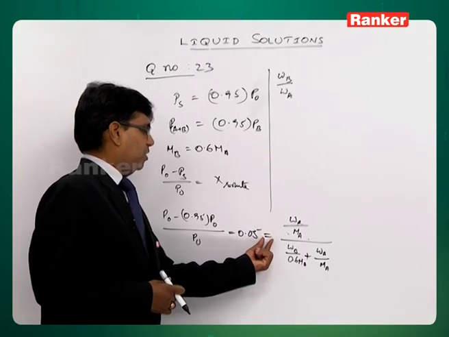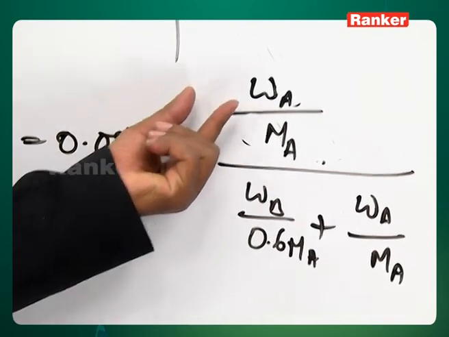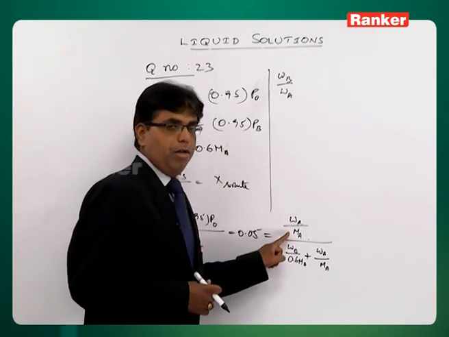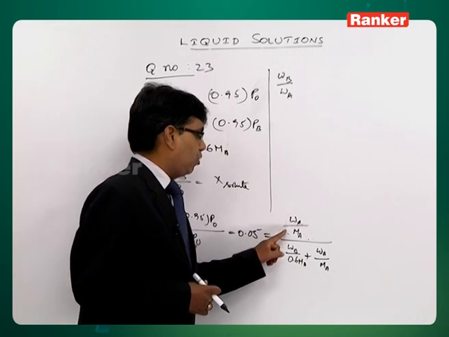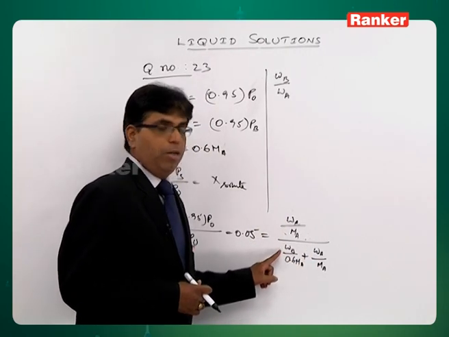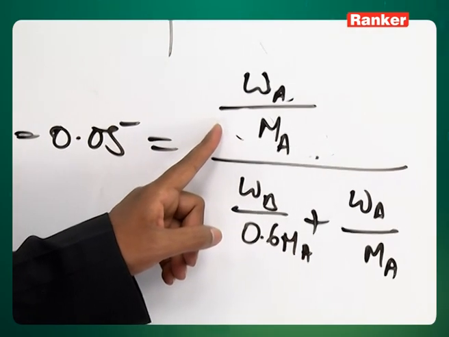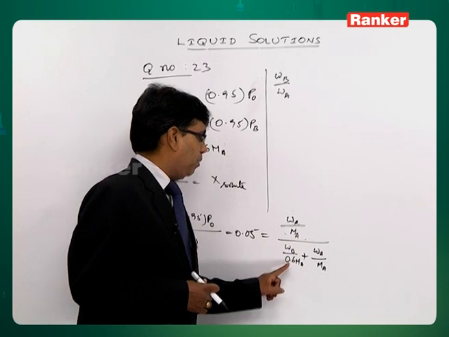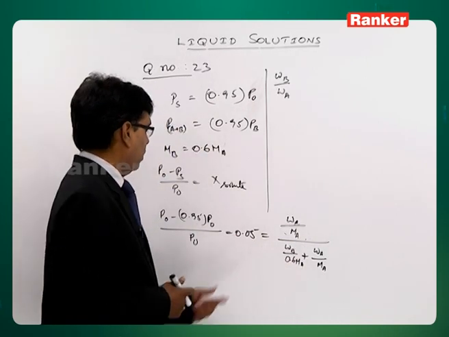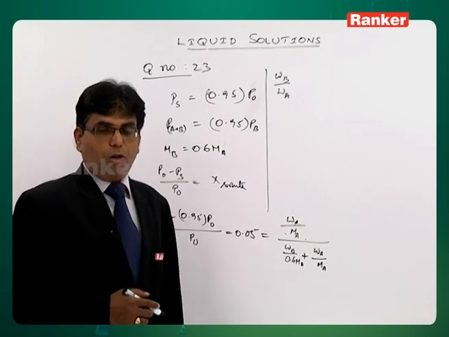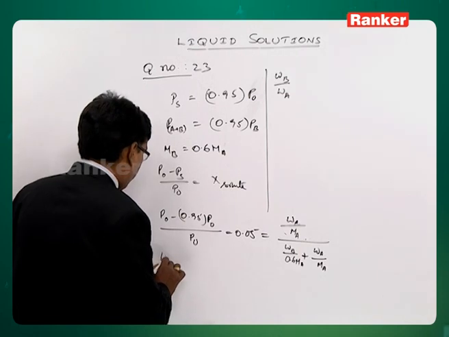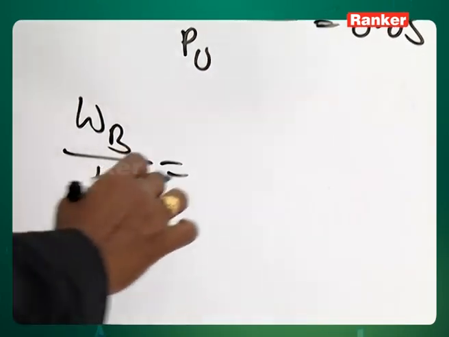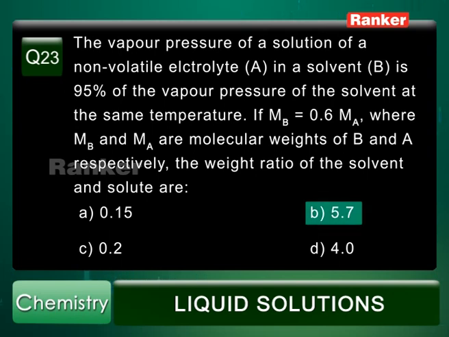From this, 0.05 is equal to the mole fraction of solute. The solute is A, so that is Wa by Ma. Mole fraction of solute is nothing but the number of moles of solute divided by the number of moles of solute plus the number of moles of solvent. The number of moles of solute is Wa by Ma, divided by Wa by Ma plus Wb by 0.6 Ma. If you solve this, we get the ratio of solvent Wb to solute Wa, finally as 5.7. So, the answer must be option B.